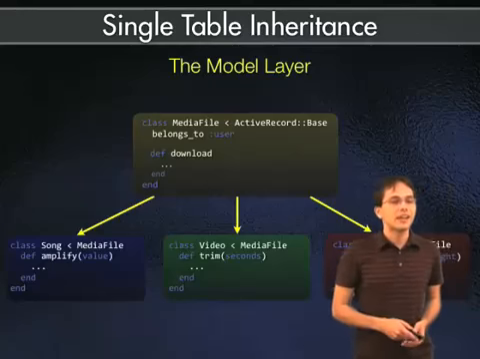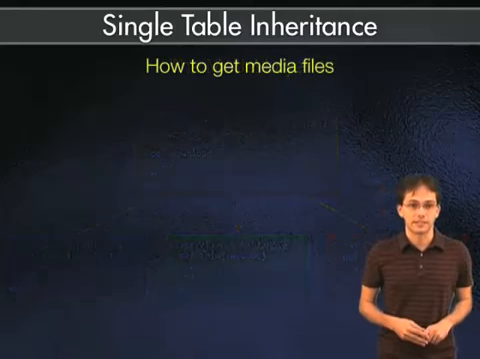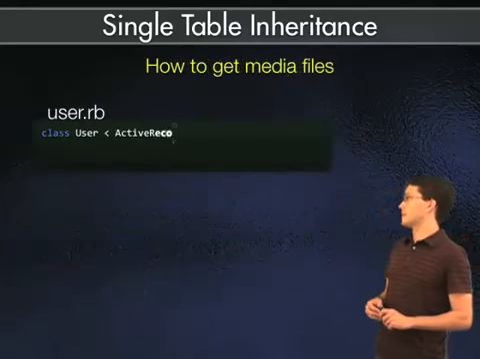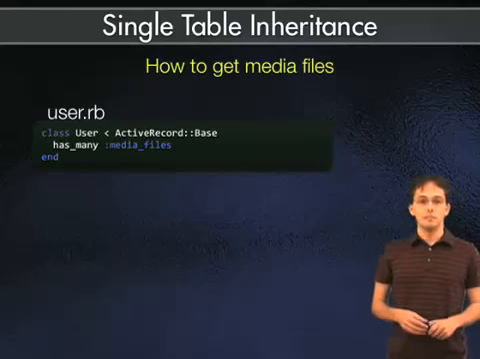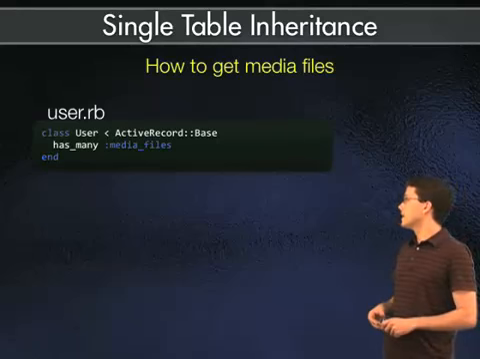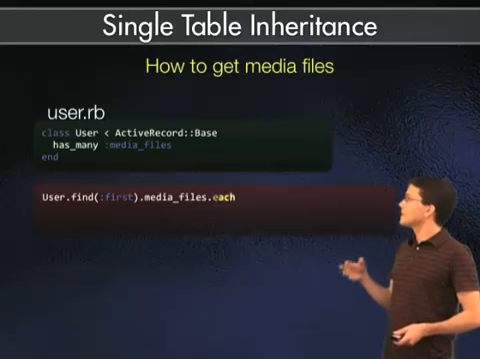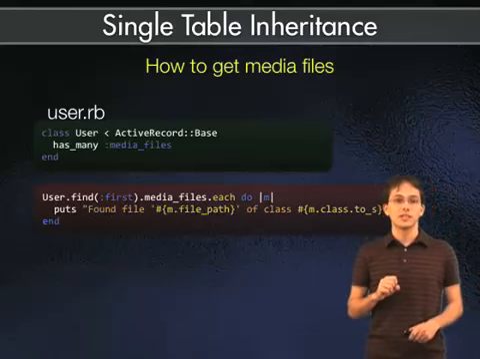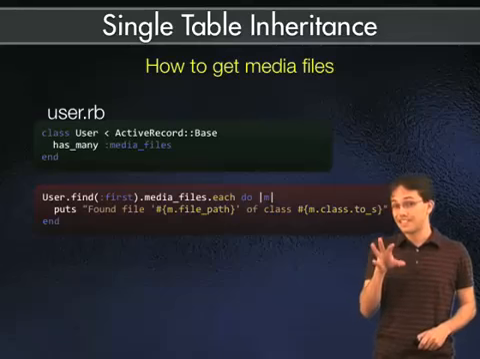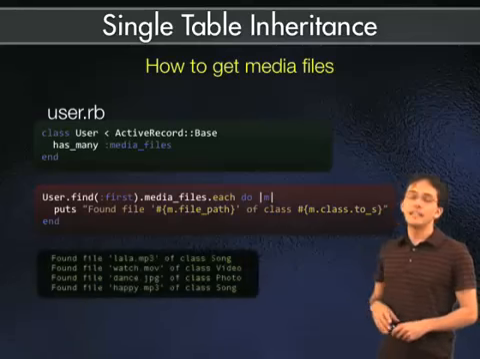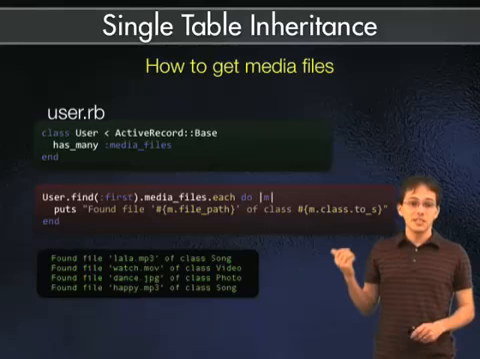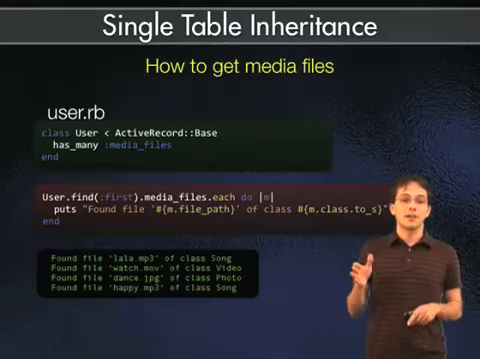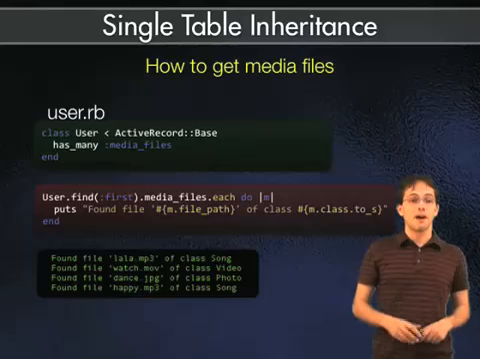Well, let's go ahead and figure out how we might retrieve a user's media files. If we look inside the user.rb, we've got now has many media files. We can then fetch a user, go through each of the user's media files and print them out, and print the class just to make sure that the type is working as we expect it to. We'd end up maybe with this sort of output. So you can see here, it's using the type column to cast into the right model.